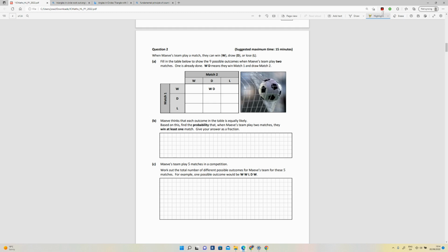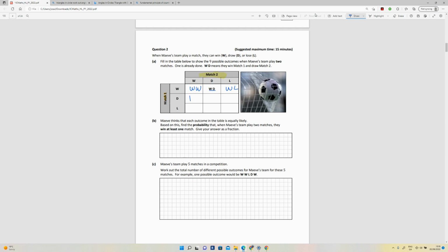1 is already done. So you're looking at 2 matches, match 1 on the left, match 2 on the top here. Okay, so these are your 2 matches, and you've got a win, lose, or draw for the 3 options in both cases. So you're basically plotting 2 wins here, a win and a draw, which has been done for you, and a win and a loss. So which basically means the first game we won it, or Maeve's team won it, and the second game they lost. So that's the first line.